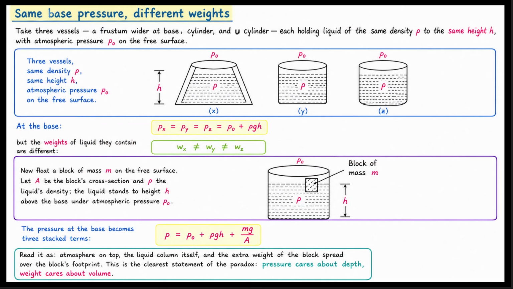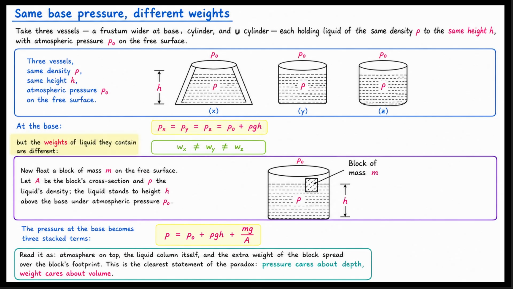Same depth, different weights, and a floating block. Let us pin the paradox down with a picture. Take three vessels, a frustum wider at the bottom, a straight cylinder, and a cylinder with a U-shaped concave bottom. Fill each with the same liquid to the same height h, under the same atmospheric pressure P0. At the base the pressure is identical in all three. It is P0 plus rho gh. That is the same number for the frustum, the straight cylinder, and the U-bottom cylinder.